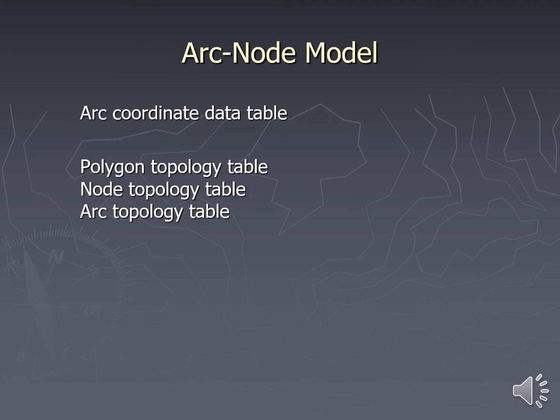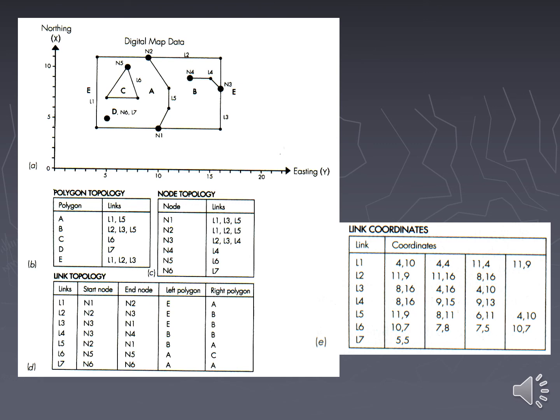So within this model, there's the arc coordinate data set, which is the location of these arcs, the polygon topology table, the node topology, and the arc topology. And so it's the relationship of all of these that are all contained within a single file. What this looks like inside of a representation, because it's really not how a computer sees it, but it's how we would see it if we were to go into the files, right?